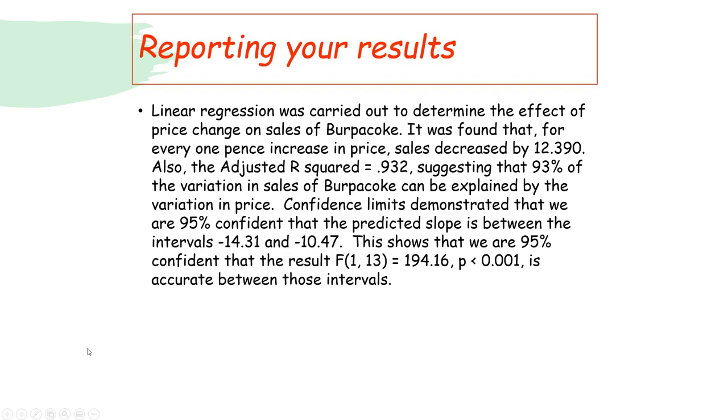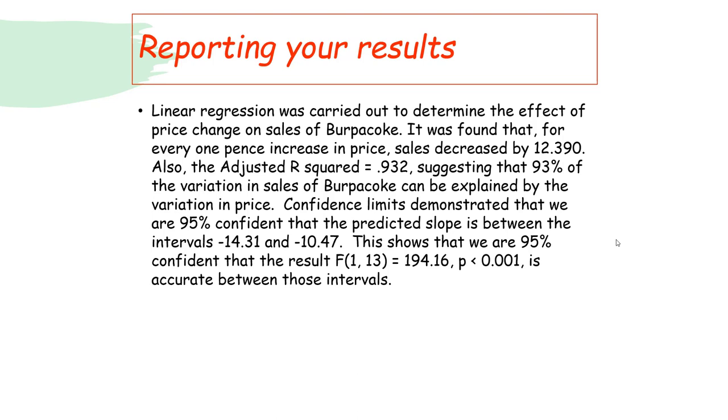So when you report the outcomes, you'd say something like: linear regression was carried out to determine the effect of price change on sales of Diet Coke. It was found that for every 1 pence increase in price, sales decreased by 12.39. Also, the adjusted R squared was 0.932, suggesting that 93% of the variance of sales of Diet Coke can be explained by the variation in price.